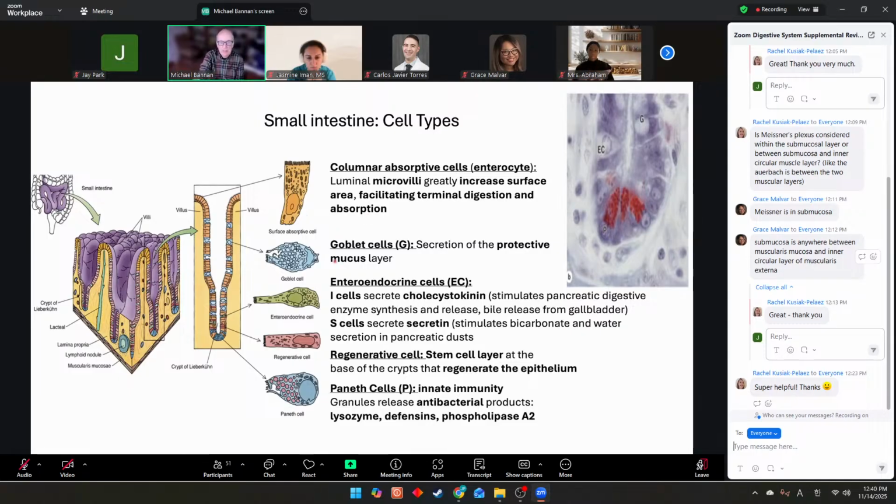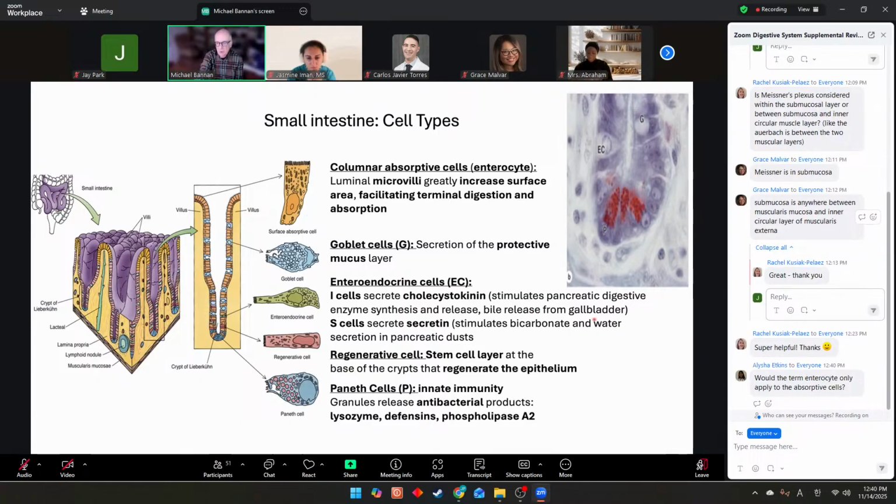Now, in the small intestine, the second cell type is the goblet cell. This is responsible for secretion of mucus, which also forms a protective function in the small intestine. The third cell type is the enteroendocrine cell, and we have spoken about two of these. There are numerous examples of these, and there is a chart in Junqueira with numerous examples, but the two we focused on in the sessions are the I cells, which secrete cholecystokinin, which is important for stimulating pancreatic digestive enzyme synthesis and release, and importantly, bile release from the gallbladder.